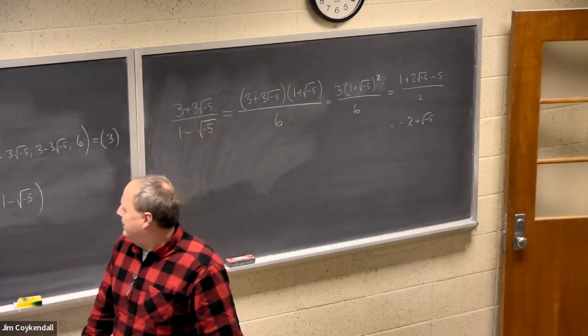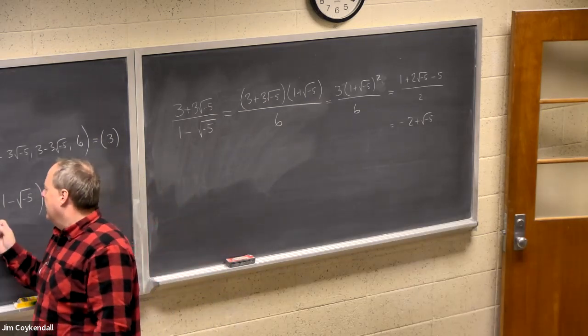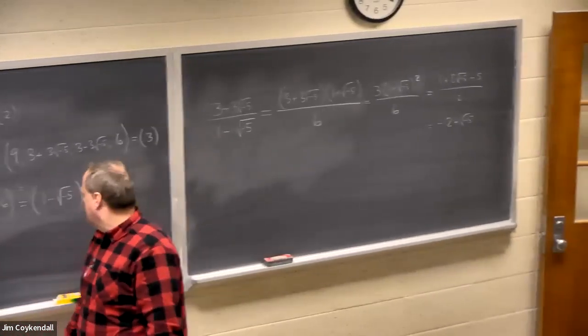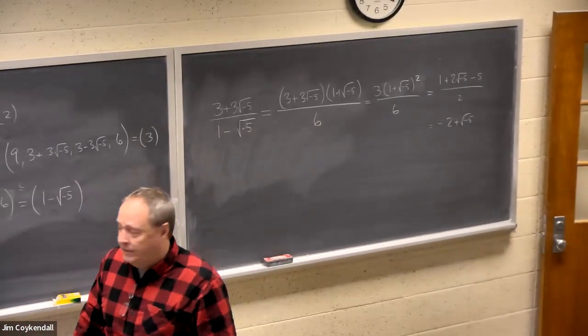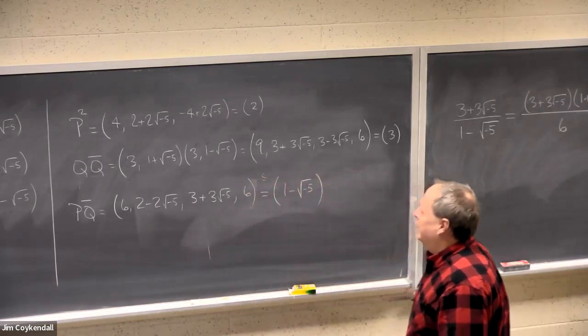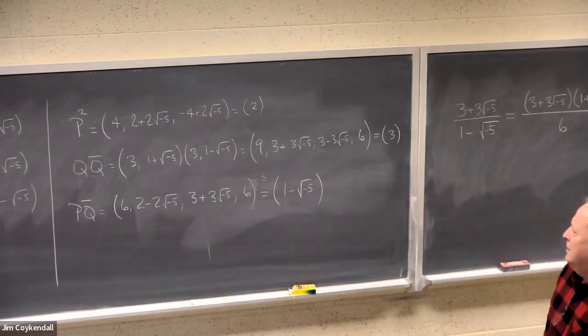What about the other containment? Well, for the other containment, it suffices to show that you can get a 1 minus radical negative 5 here. Anybody see how to do it? Yeah, I think I do.